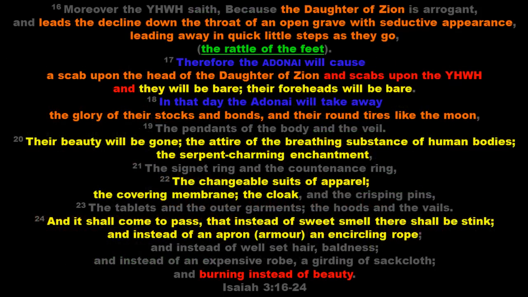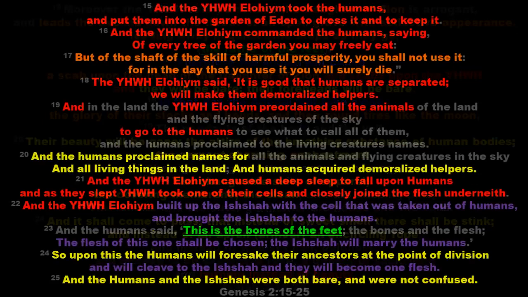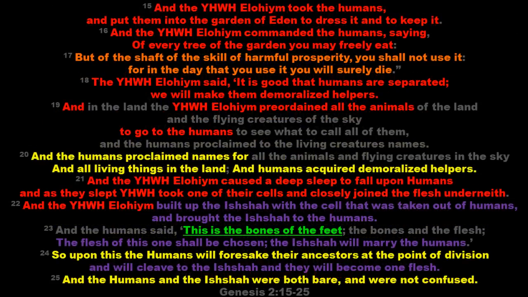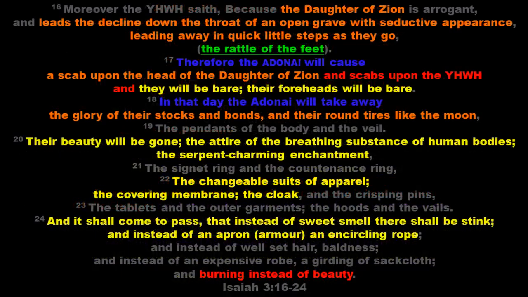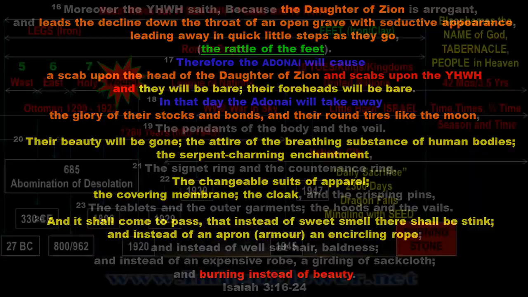So now we have another confirmation of the timing in Isaiah 3, verse 16, the decline into the grave by the seductive appearance. That's the image technology. It says here that is the rattling of the feet, and that connects back to Daniel's timeline in Genesis 2. The marriage in Genesis 2 verse 23 between the humans and the Isha was the bones of the feet, and the decline into the grave by the seductive appearance in Isaiah 3 is the rattling of the feet.